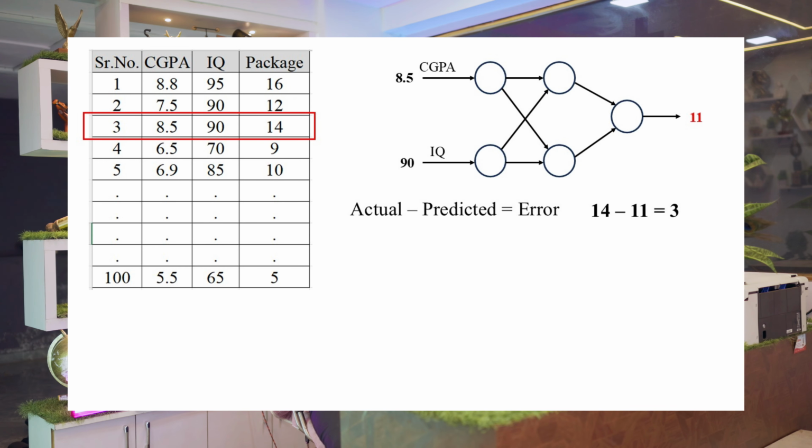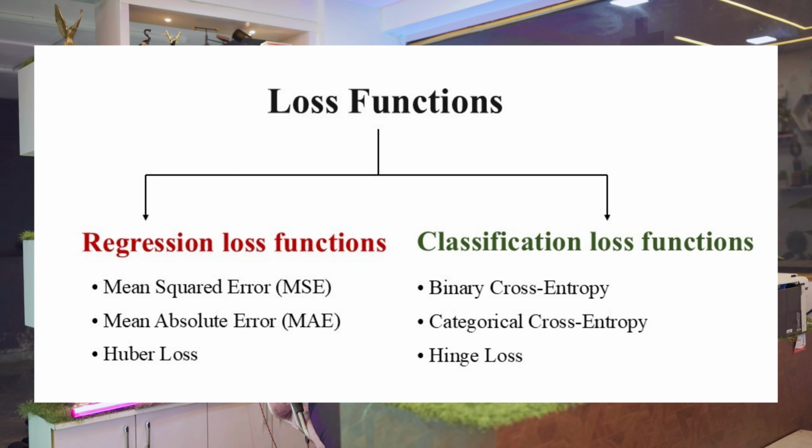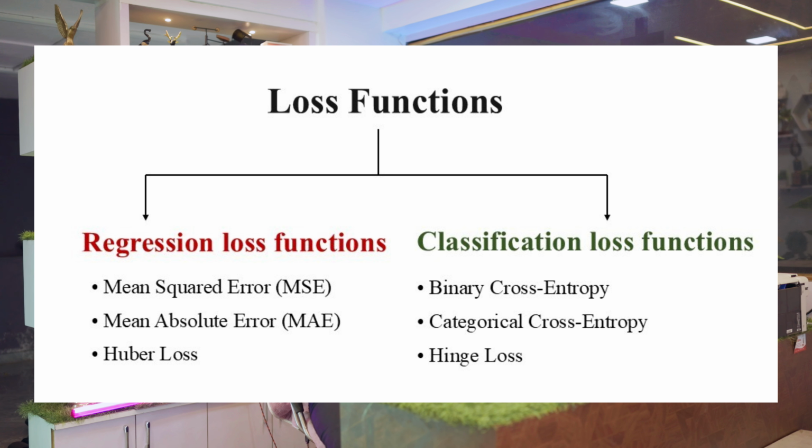This difference between actual value and predicted value is called loss or error. The function that calculates this error is called a loss function. For example, regression loss functions are mean squared error, mean absolute error, Huber loss, and a few more. Examples of classification loss functions are binary cross entropy, categorical cross entropy, and hinge loss. Forward propagation only gives output. It does not learn. It cannot explain why the prediction is wrong, and it cannot improve itself.